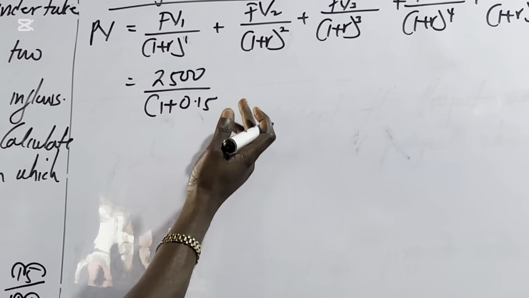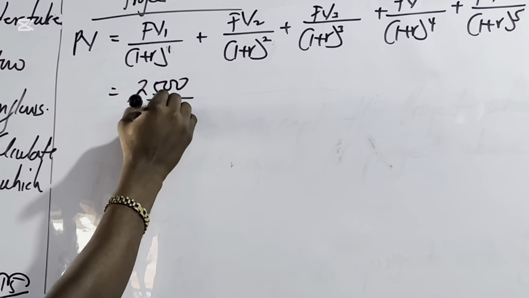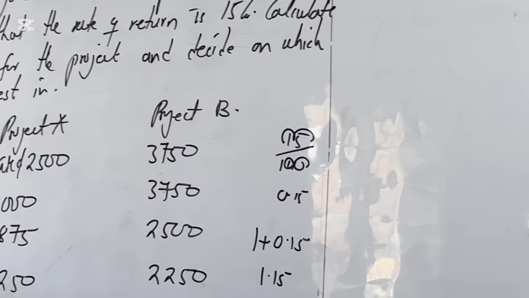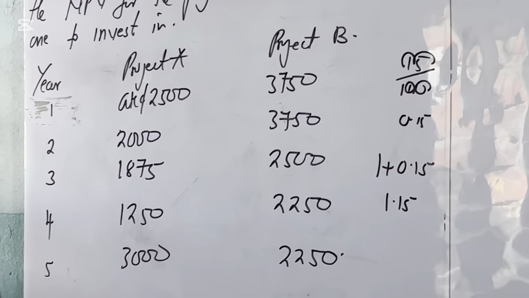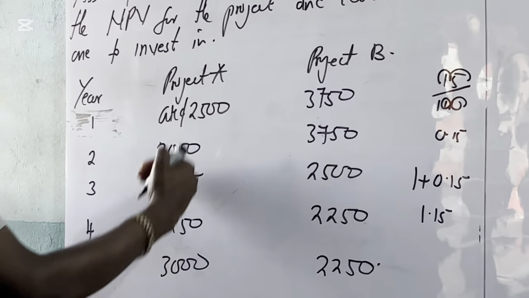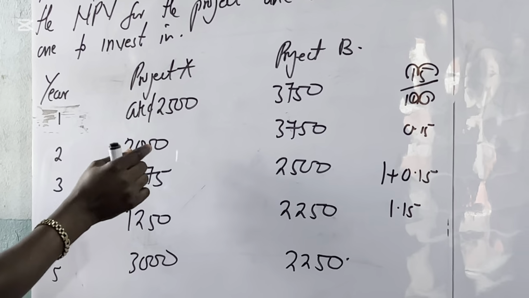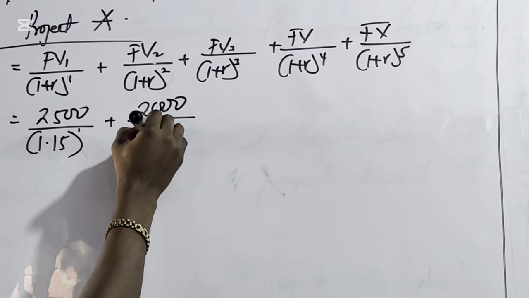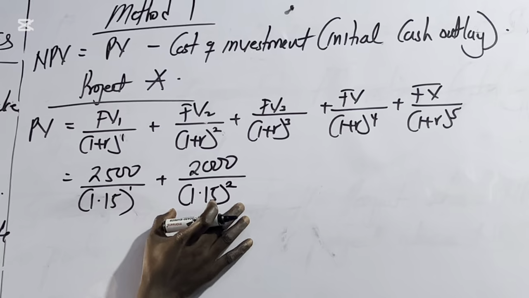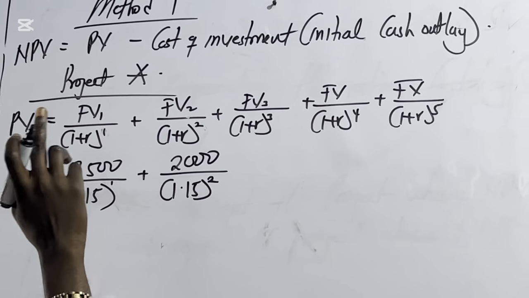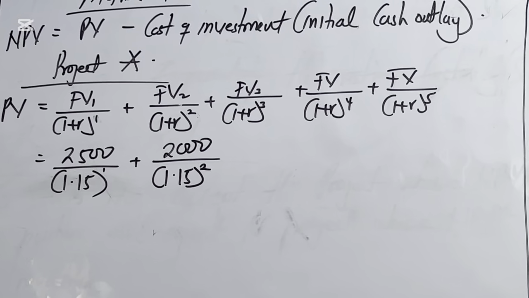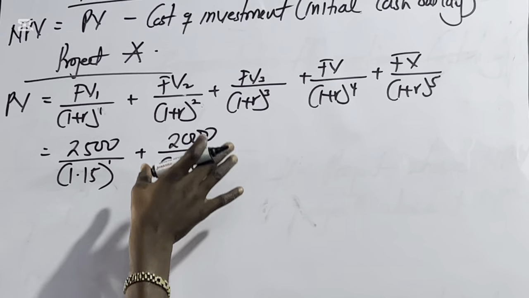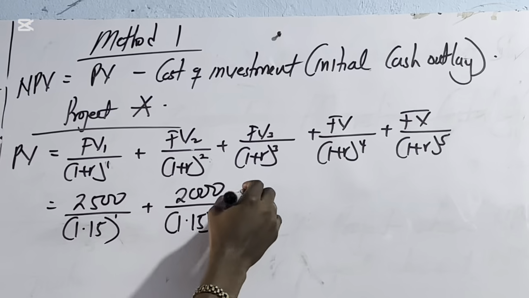So instead of writing all of this, we can write 1.15 raised to the power 1. Then, unlike the first one we solved, where there was an equal cash inflow, here you see that there are variations in the cash inflows. We have year 2, where we are expecting a return of 2,000, over 1.15 squared. That's our discount factor. Have it in mind. In our previous lesson, we treated how to calculate a discount factor. All right, so we are going to use that when we get to method 2.